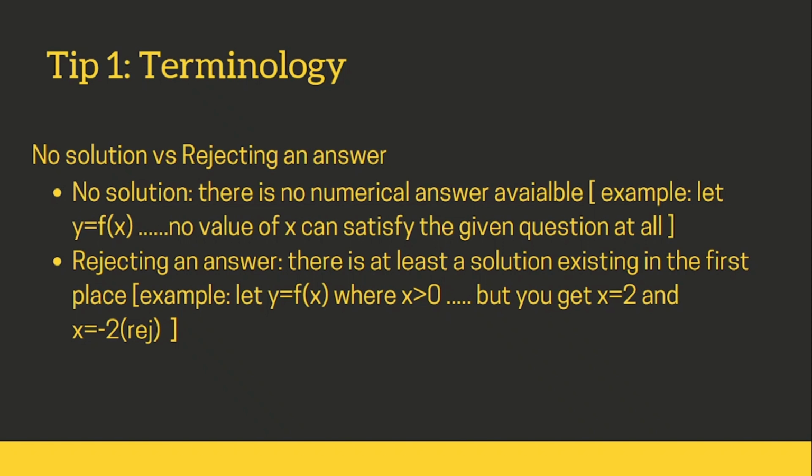But rejecting the answer means that there is at least a solution existing in the first place, but you cannot accept it because, in this example, x must be greater than 0. So if you get x equals minus 2, it's technically a solution, but you have to reject it because it doesn't lie within the set notation.